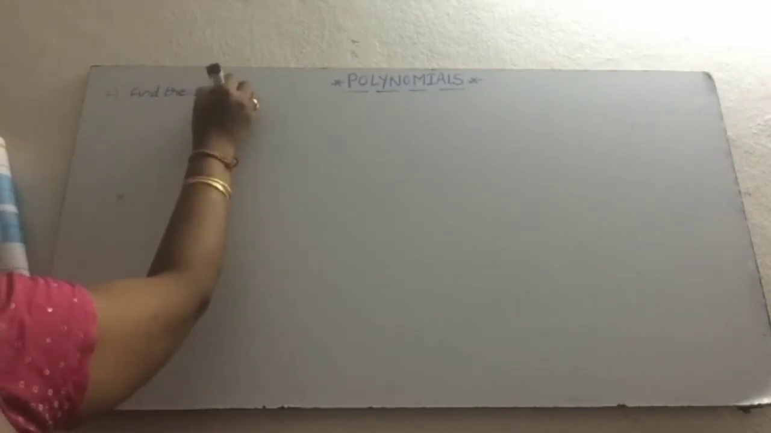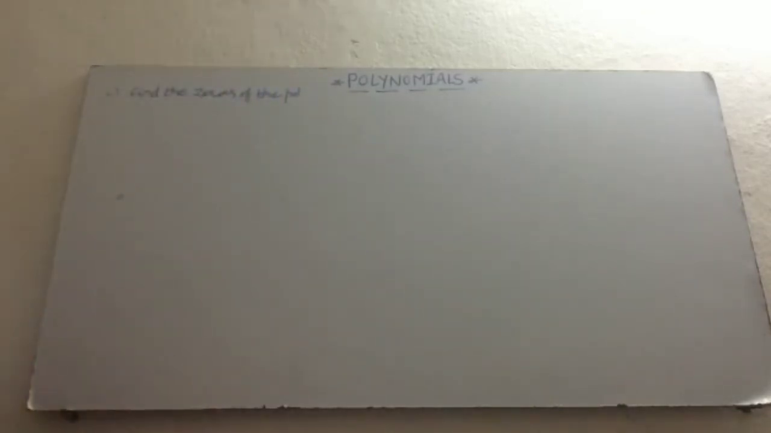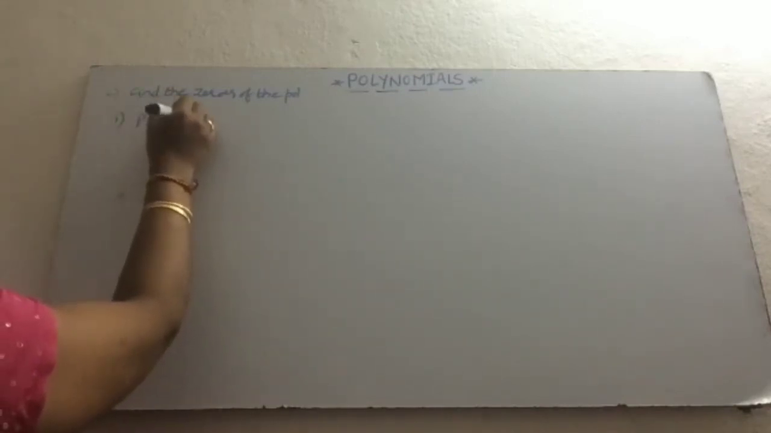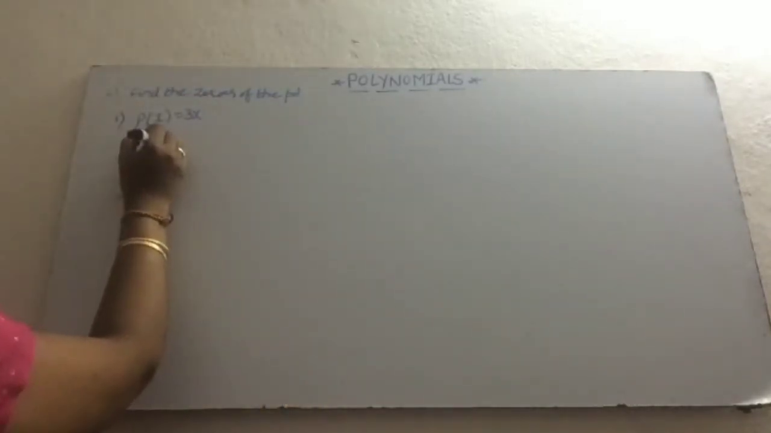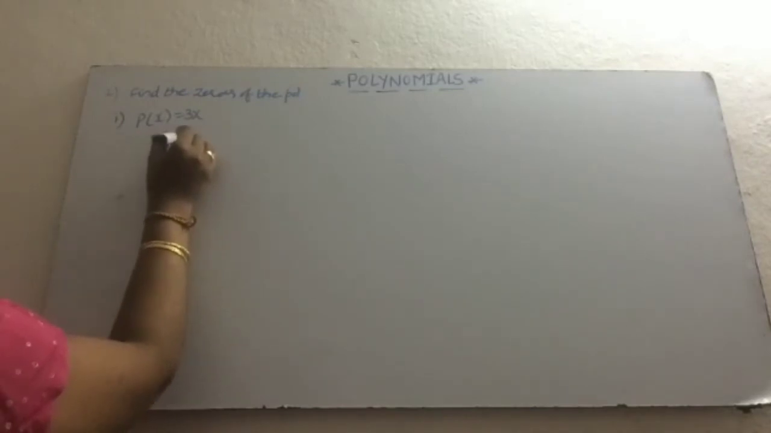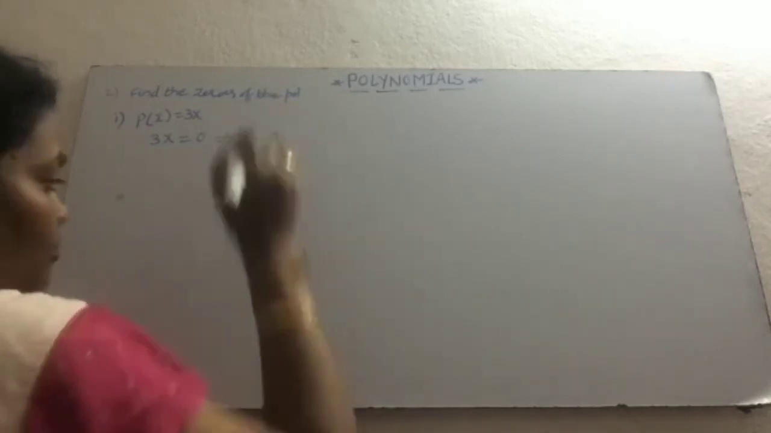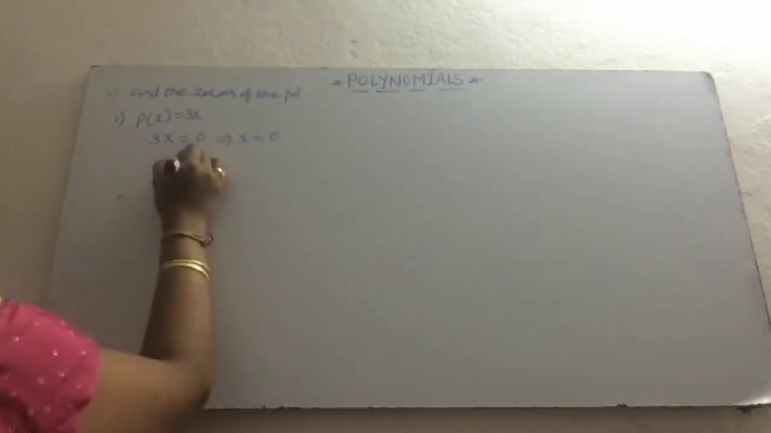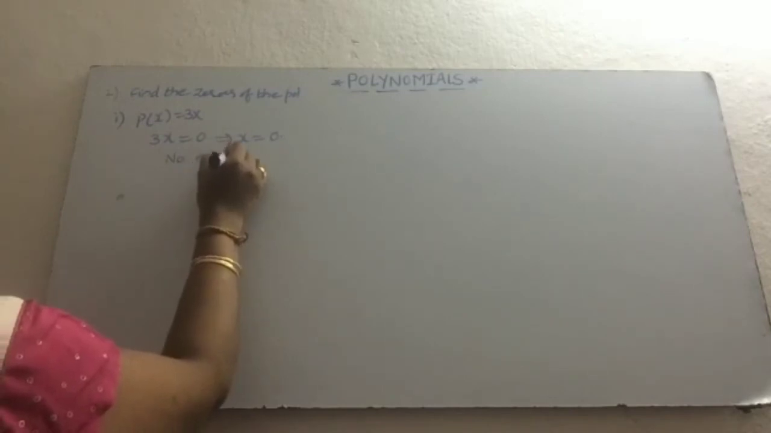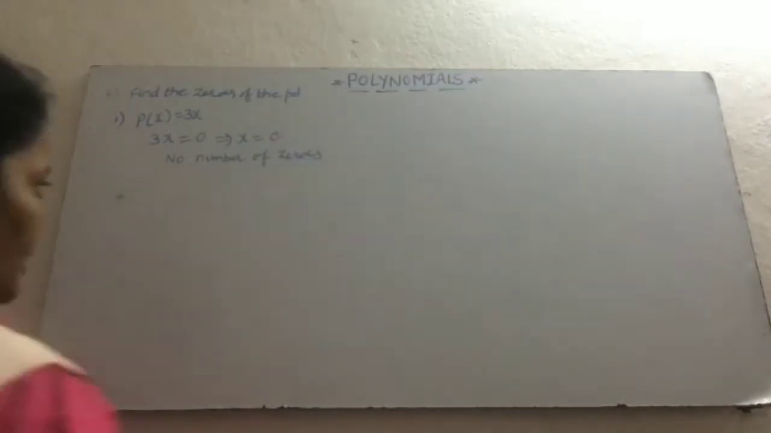Find the zeros of the polynomial. First one is p of x equal to 3x. So p of x equal to 0. I will take 3x equal to 0. Then what is the value of x? x equal to 0. So there are no zeros here.